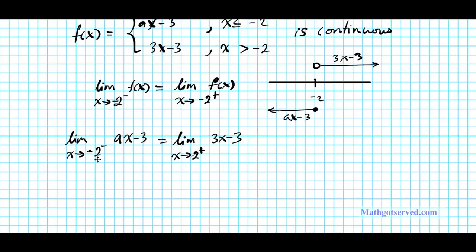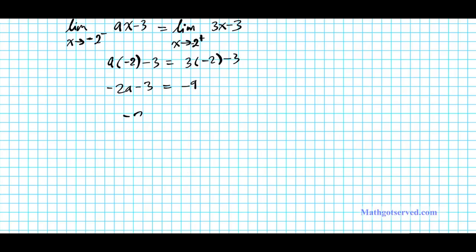Okay, so we'll plug x equals negative 2 into the x's. We'll have a times negative 2 minus 3 equals 3 times negative 2 minus 3. Simplifying, we have negative 2a minus 3 equals negative 6 minus 3, that's negative 9. If you add 3 to both sides, you have negative 6. Divide both sides by negative 2. a equals 3. All right, so there goes your final answer.